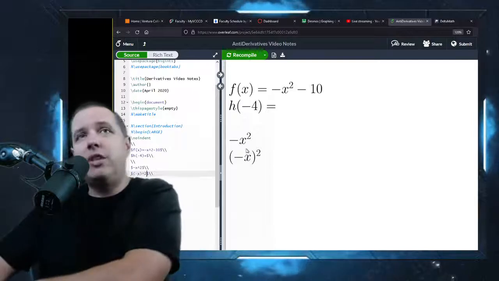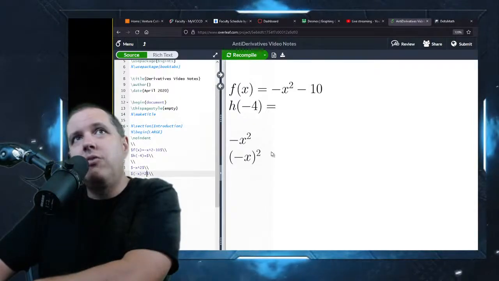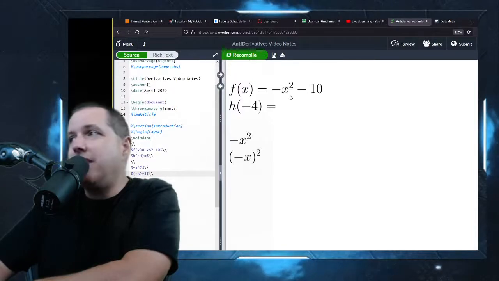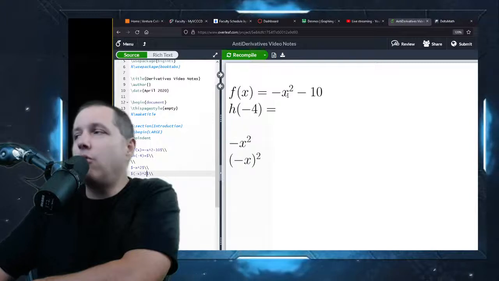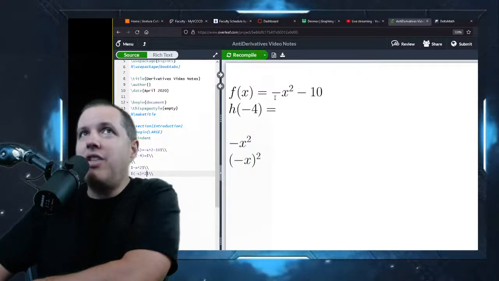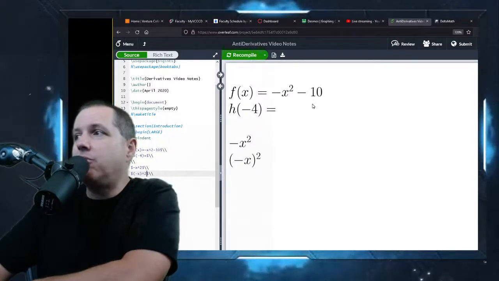So this version right here with the parentheses, that's actually how people interpret this a lot of times, and that leads to confusion for them, right? So what you want to remember is order of operations: do the squaring, then multiply by a negative, and then subtract 10.